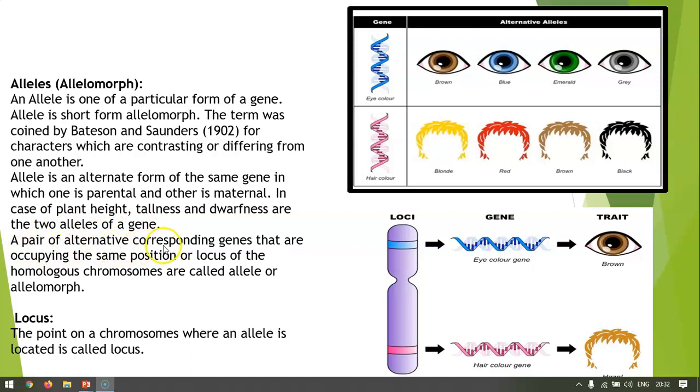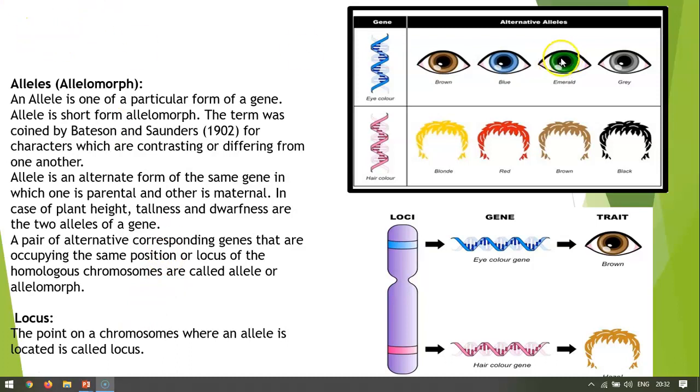A pair of alternative corresponding genes that are occupying the same position or a locus of the homologous chromosomes are called as alleles or allelomorphs. Alleles basically are two alternative forms of a gene or a factor, and they are called as alleles of each other. They occupy identical loci. Loci or locus means positions on homologous chromosomes. These terms were first coined by Bateson.